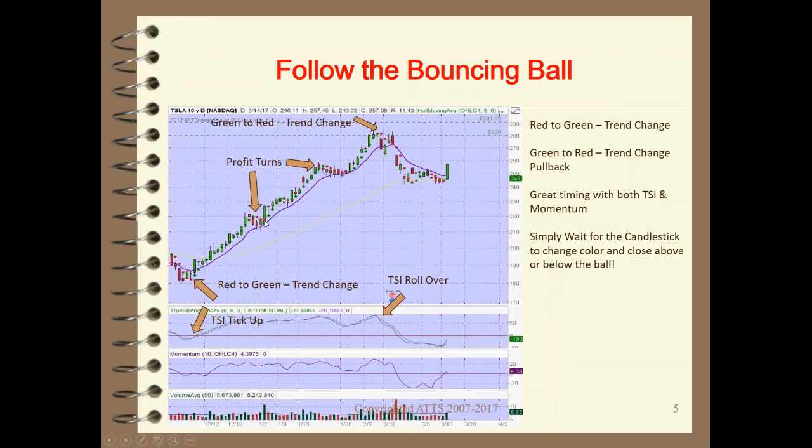Again, a green candle above a red ball triggers you back into the trade, and then you just follow it. As I said, you wait for a red bar closing below the green ball, and away you go. Similar thing up here: profit turns and or pullbacks for another move up.